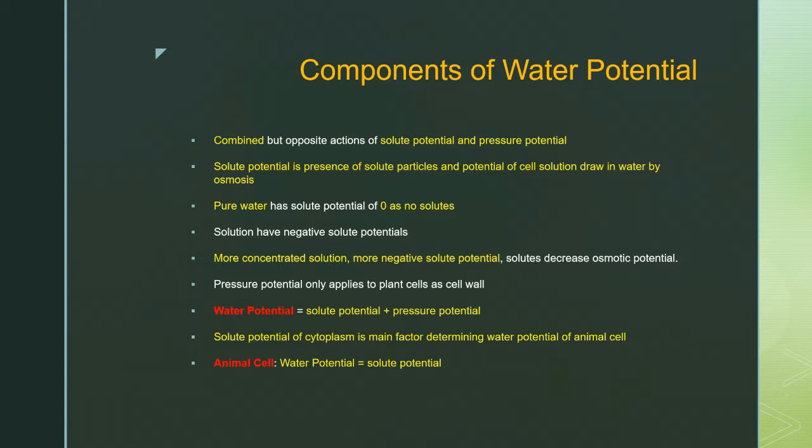So solutes will decrease your osmotic potential, and the pressure potential will only apply to plant cells as they have a cell wall, and turgor will be involved. Now, water potential is equal to the solute potential plus your pressure potential. That's why we say that they're combined to give your water potential. So the solute potential of a cytoplasm is the main factor determining the water potential of the animal cell. And in the animal cell, water potential equals your solute potential, because there's no pressure potential involved.